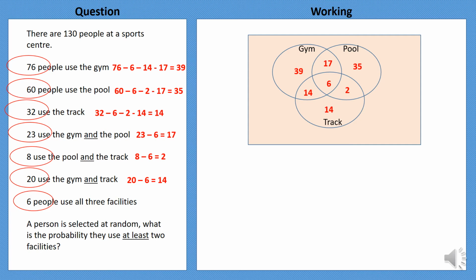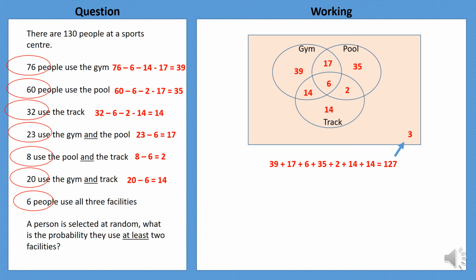Again, I don't think we need it for this question, but there is a missing part of this Venn diagram that we haven't completed. Some people, weirdly, could rock up to the sports centre and not use any of the facilities. And if I add all of the numbers I've already got in my Venn diagram, I only get to 127. Yet the question tells me there's 130 people at the sports centre, which means 3 people must not take part in any of those activities, and I can stick them just there.